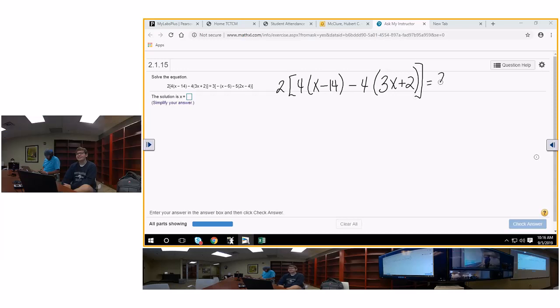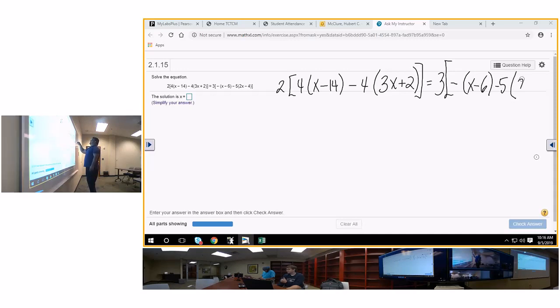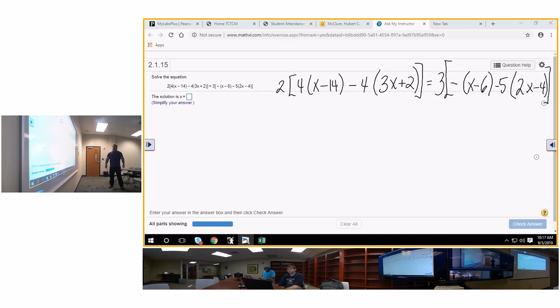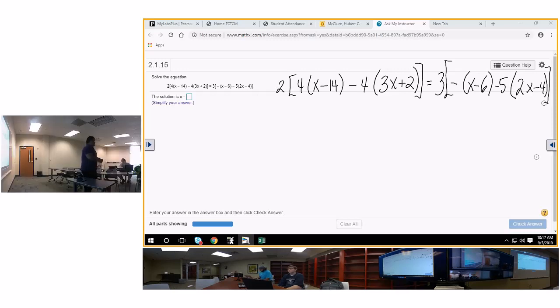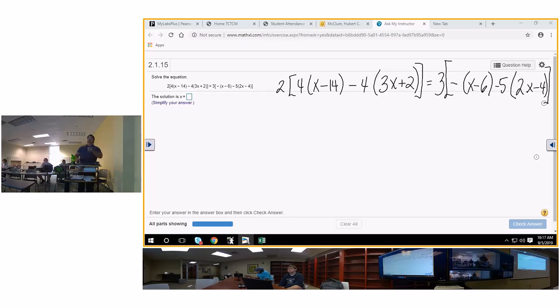Equals 3 minus, bracket, x minus 6, minus 5 times 2x minus 4. 3 different problems. Okay, make sure I wrote it down correctly. That's what it is. This is not a calculator drill. This is an algebra drill to see if you know what you're doing algebra-wise.